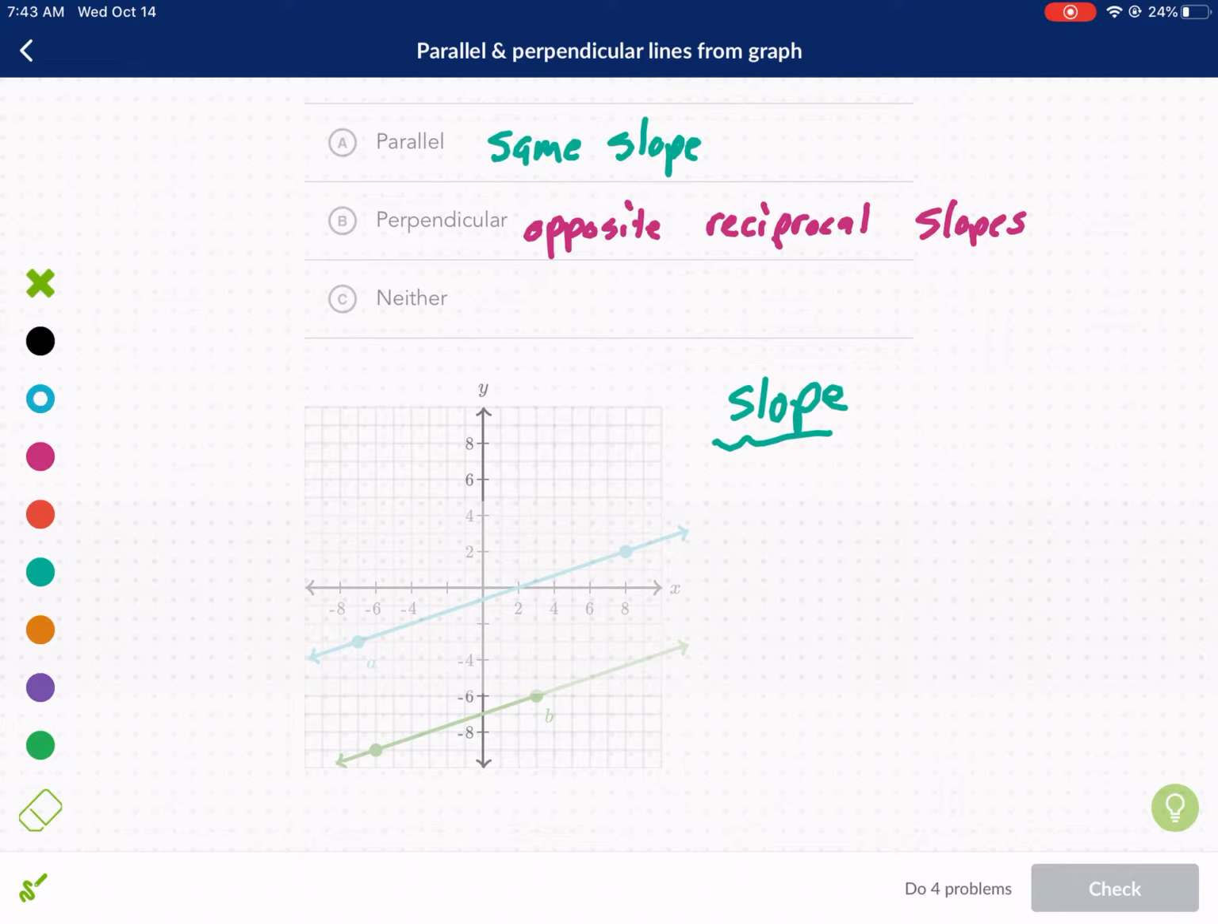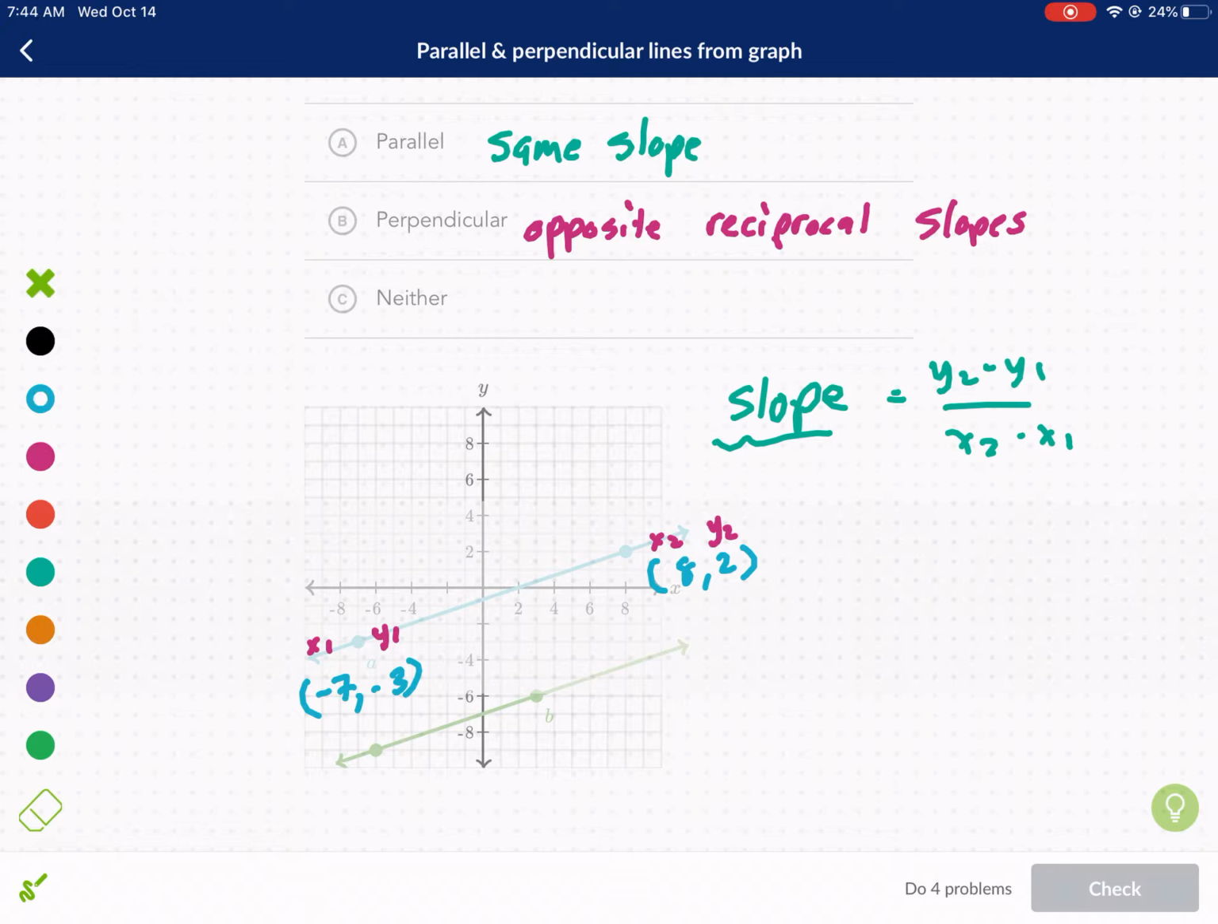Now, how do we determine the slope? Well, we could label these points. We could label this (-7, -3), and then we could call this one (8, 2). And we could use our slope formula, which is y2 minus y1 over x2 minus x1, and plug in these values after labeling them like this: x1, y1, x2, y2. This is one way to do it. I'm going to show you this way, and then I'm going to show you my preferred method right after that.